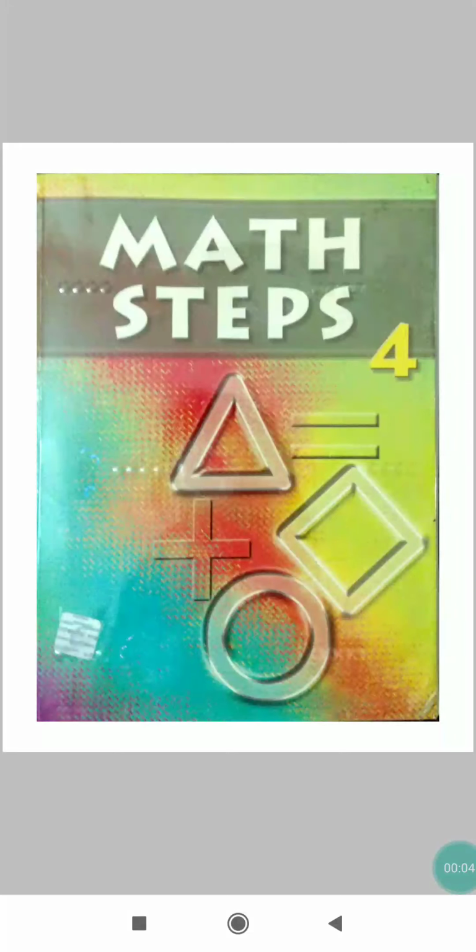As you all know, we have already started exercise number 4 and we have completed two topics from that exercise: place value, face value, and another is expanded form and short form. These things we have already done. We have already cleared these four topics.